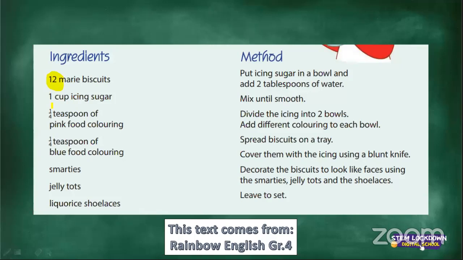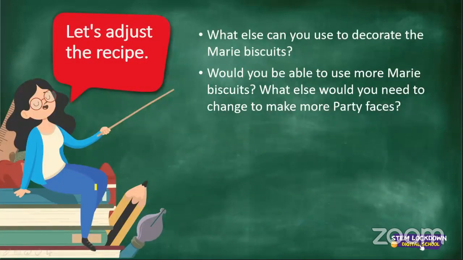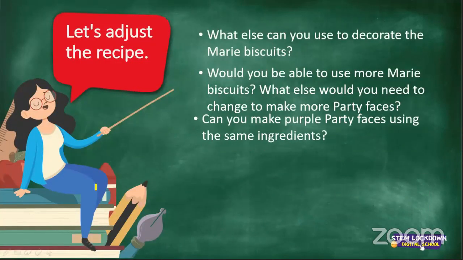Yes, we need to adjust everything. If we change one thing, then we need to change all the rest as well. Yes, we need 2 cups of icing sugar. How much pink food coloring will we need? This is a quarter, so if we take twice as much, it will be half a teaspoon, and another half teaspoon of blue food coloring. And then with the toppings, you can just decide how much you want to use. Right, so we can adjust the recipe. Let's look at the next question.